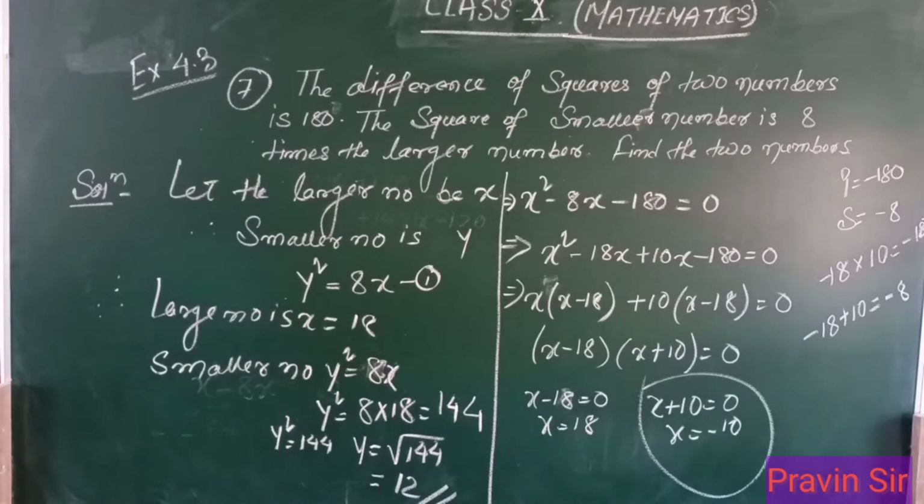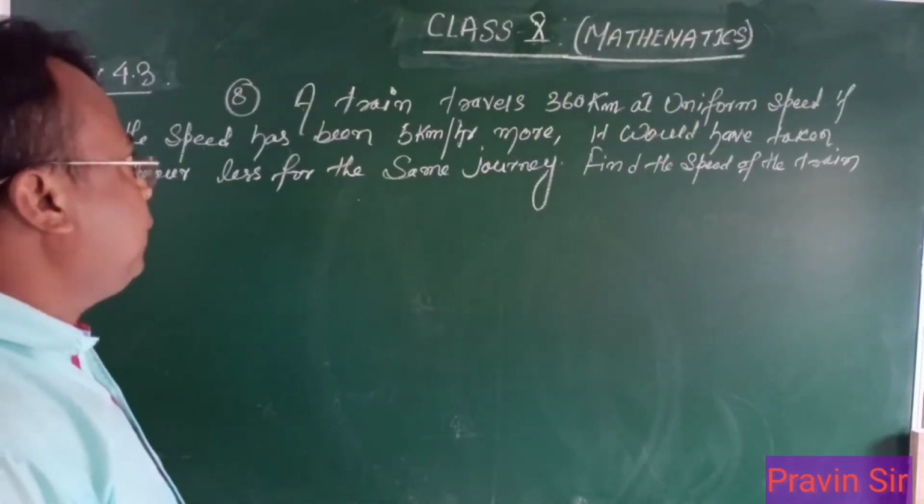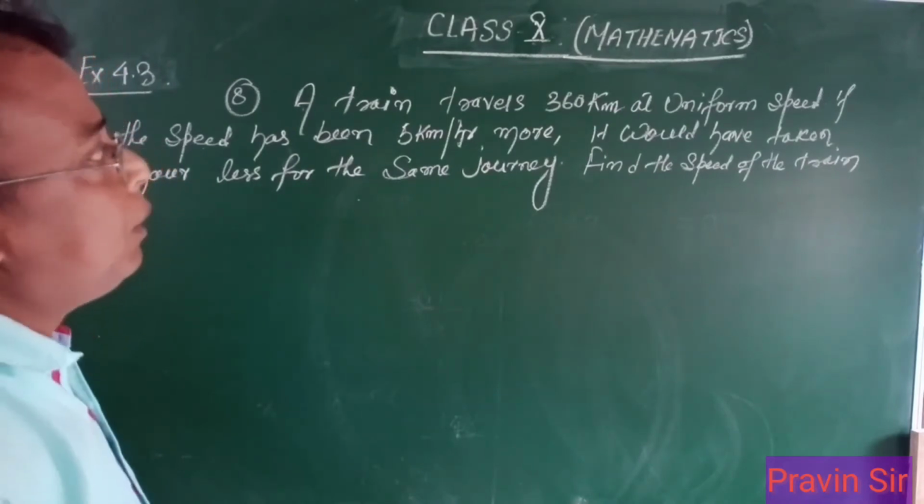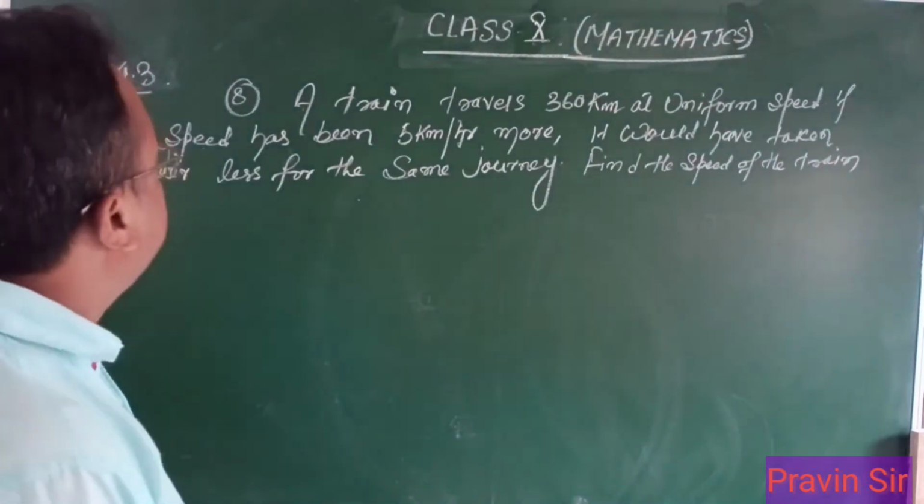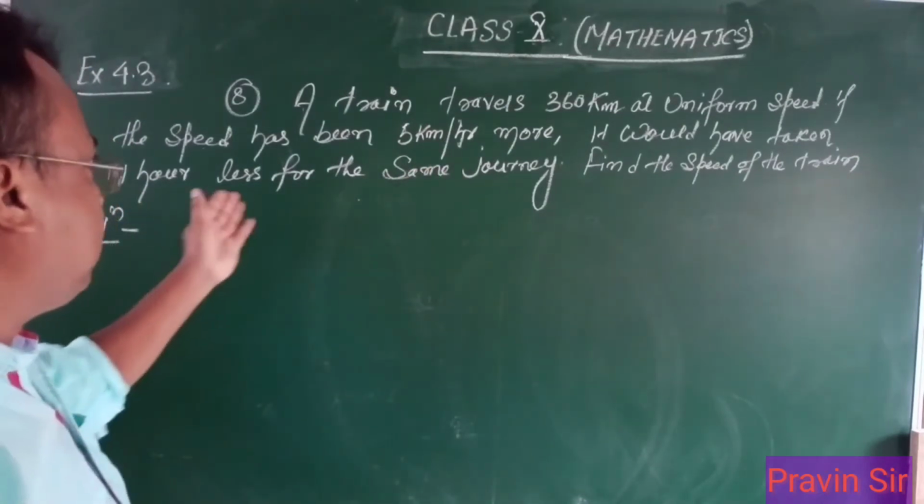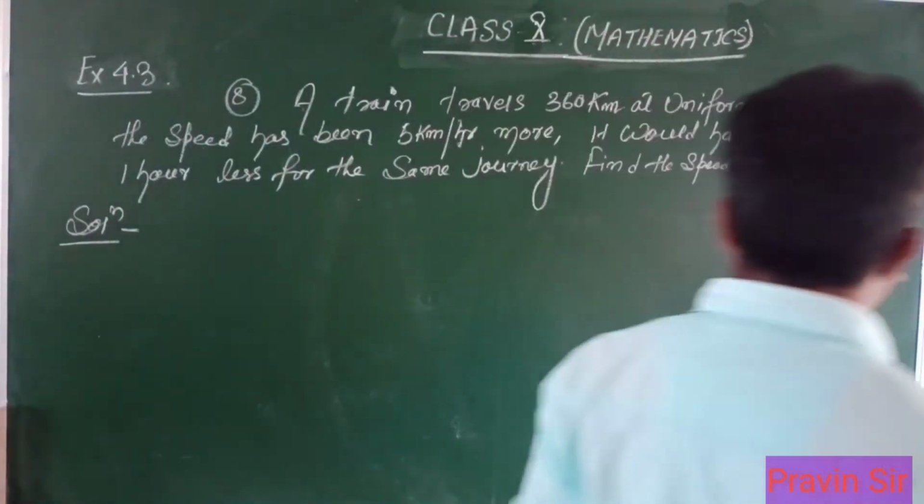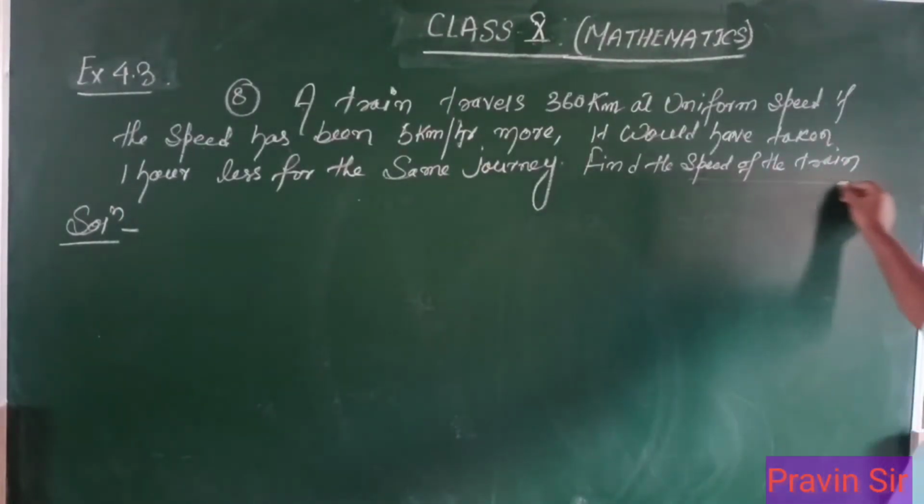Now come to the next question of this exercise. That is question number 8. Okay. So let us try to find the question. We come to this question now. The question is, a train travels 360 km at a uniform speed. If the speed has been 5 km more, it would have taken 1 hour less for the same journey. Find the speed of the train. So here in this question, we have to find out the speed of the train.